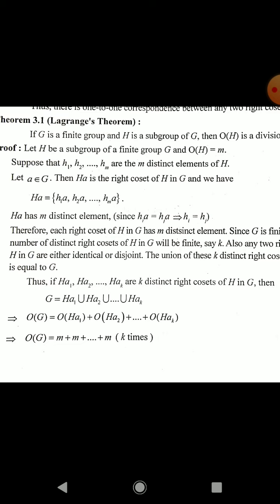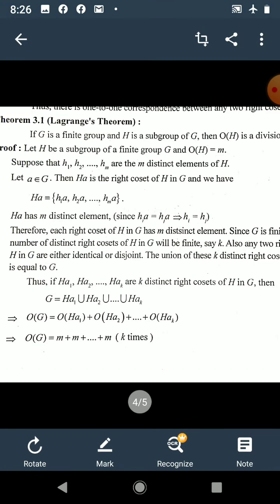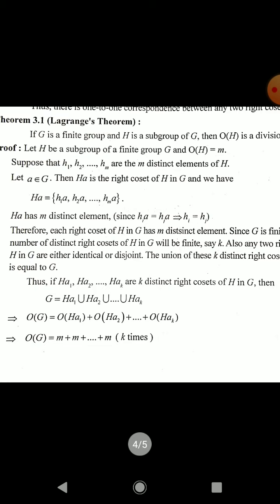Therefore, taking order on both sides, order of G is equal to order of Ha1 plus order of Ha2 plus ... plus order of Hak. Order of every right coset is m, because the set H has m elements. Therefore, there are k cosets, so we get m plus m, k times.